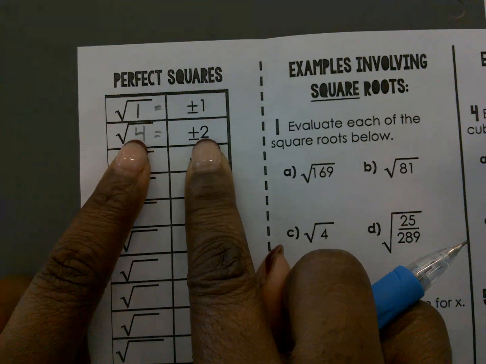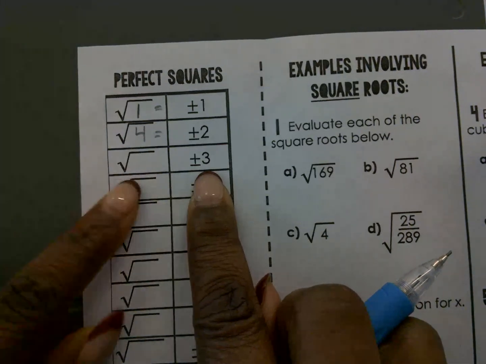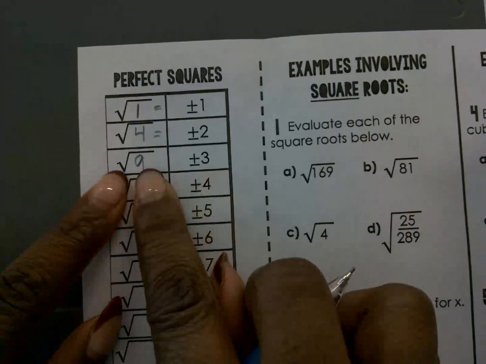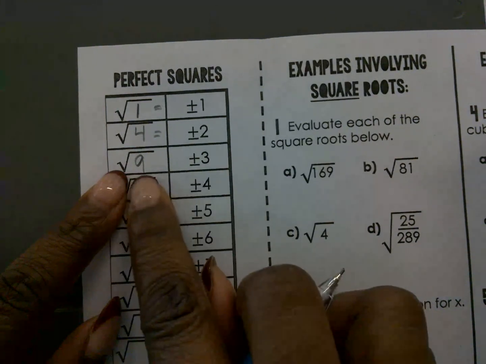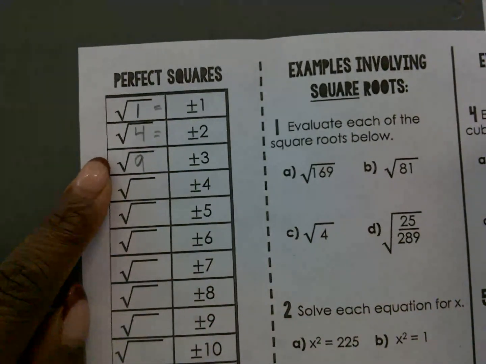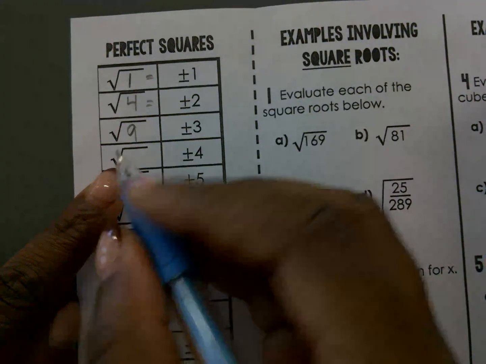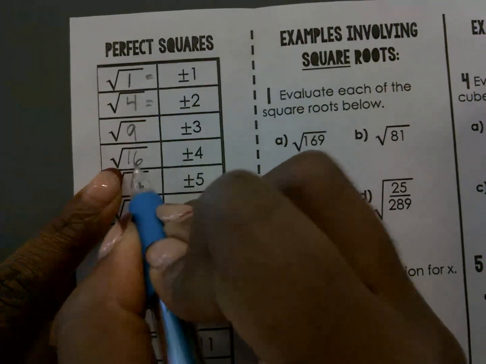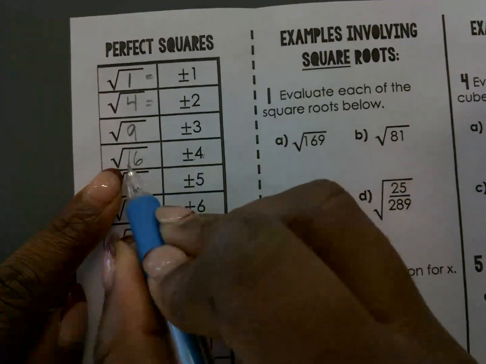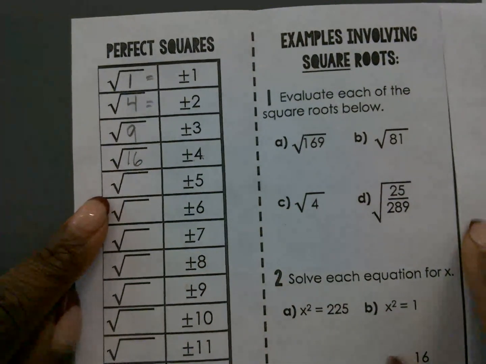So I'm working backwards. What do you think my next perfect square is going to be, Bruno? 9. Why 9? Because 3 times 3 is 9. Negative 3 times negative 3 is also a positive 9. Only positive numbers are going to go under the square root. Okay? All right, let me call on somebody different. Annabelle, what's the next perfect square? Perfect, baby. 16. Because 4 times 4 is 16. Negative 4 times negative 4 is also a positive 16. Okay? Courtney, what's the next perfect square?